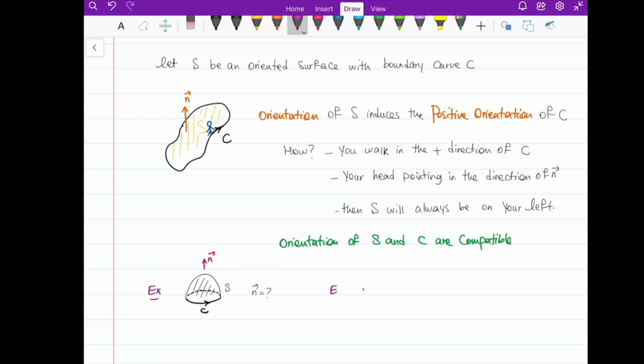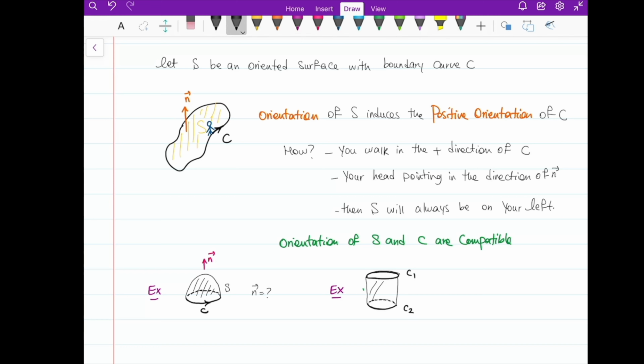Let's look at another example. I'm going to consider a cylinder which is bounded on top and bottom by, for example, the planes z equals 0 and z equals 5. Then this cylinder has two boundary curves. One is the circle on the bottom and the other one would be the circle on the top. Okay, I'm going to call this one C1, and I'm going to call this one C2.